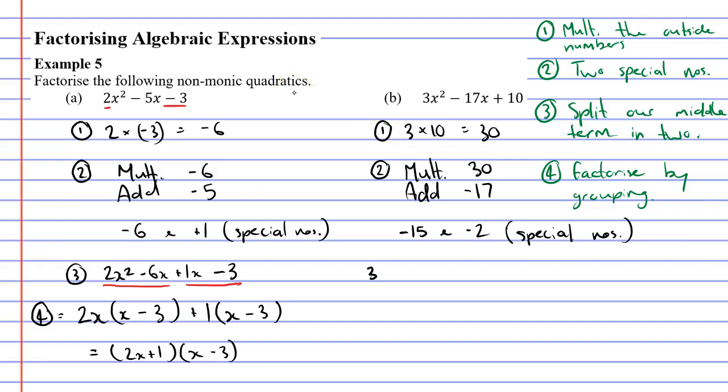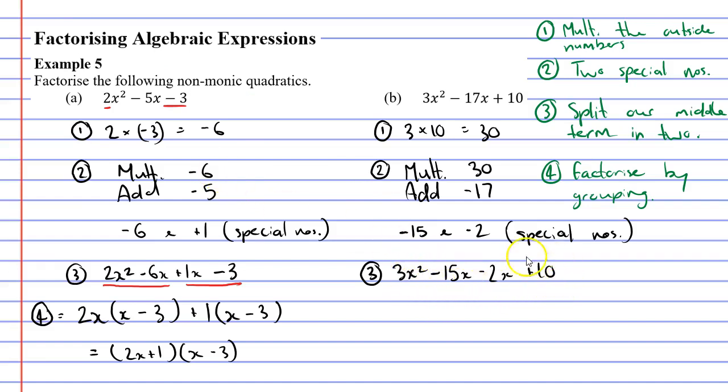So we'll now go to step 3. And like I said, the 2 outside terms remain the same, the 3x squared and the plus 10. These 2 outside terms stay the same. The middle term is split in 2. So how do we split it? Well, we look at our special numbers, our minus 15 and our minus 2. So we write down here minus 15x minus 2x.